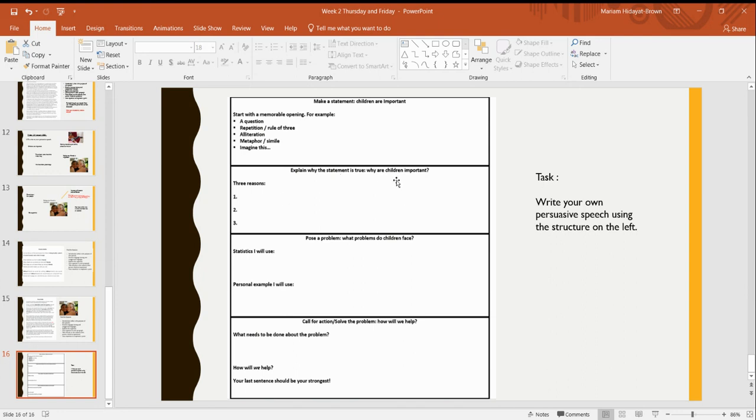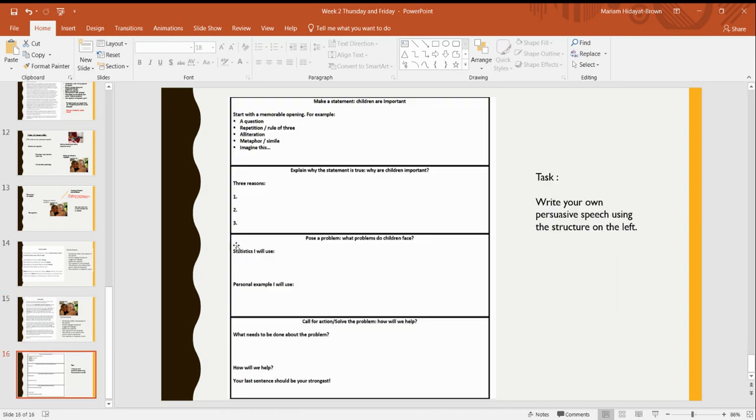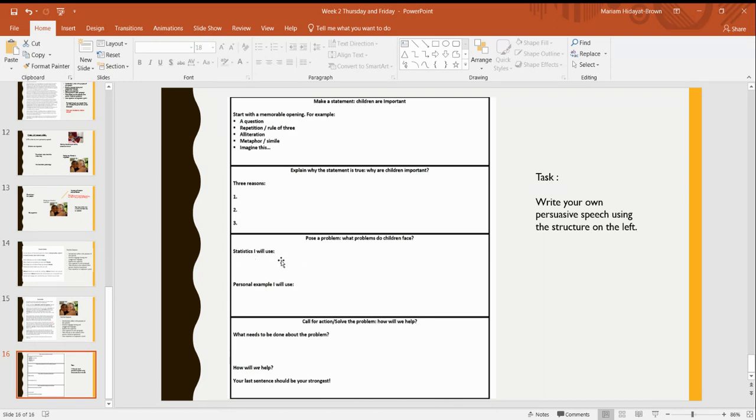Next, you need to think about 3 reasons. So why is this statement true? You could have a go at using some statistics if you can find them. So, for example, here, this child has used 50%, and statistics can be used to make it a bit more realistic to your audience. And you could also use a personal example, as she has done here. She said, last year I met a boy called Charlie. So use statistics if you can find them, and then also a personal example. How does this relate to you?